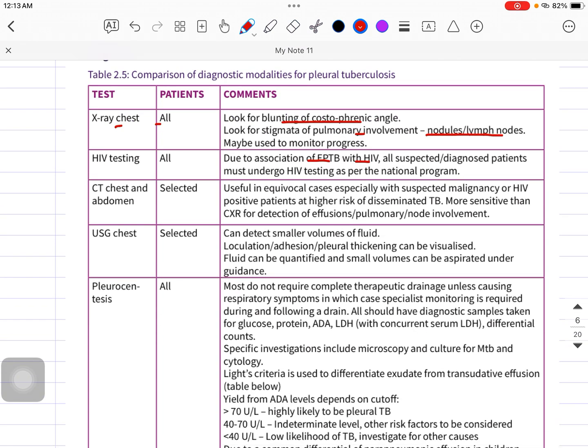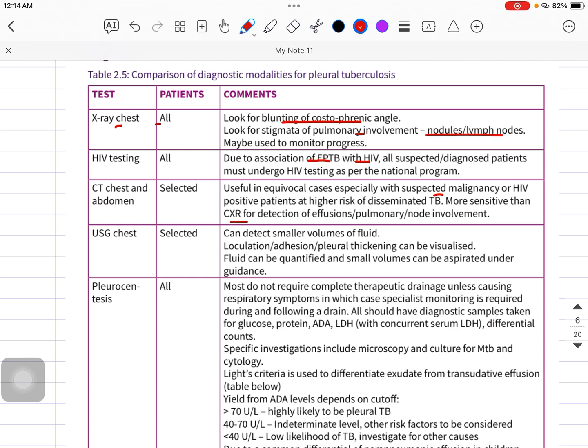CT chest and abdomen is not mandatory for every patient, it depends on the physician's view as well, on patient to patient basically. If we are doing the CT chest, then usually we are doing that in cases of suspected malignancy with positive patient, and it is more sensitive than the chest X-ray obviously for detection of any kind of pulmonary nodule or the effusion as well.